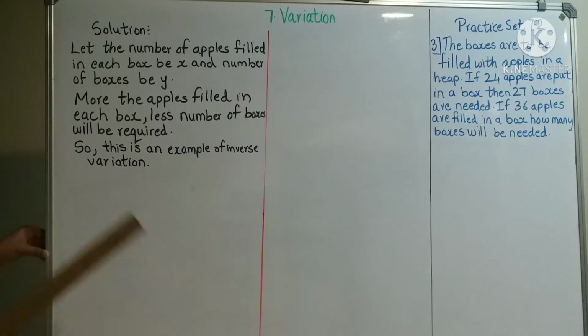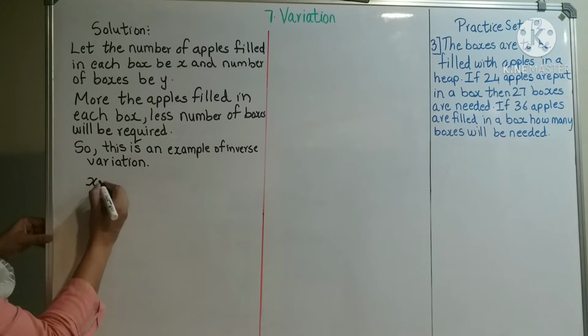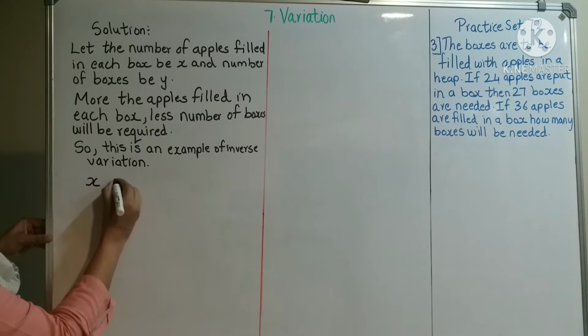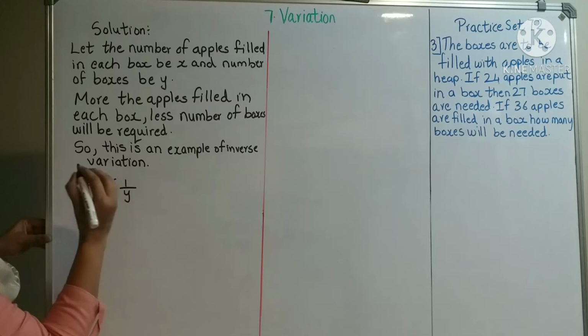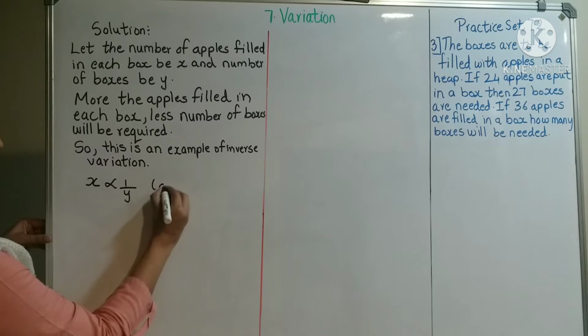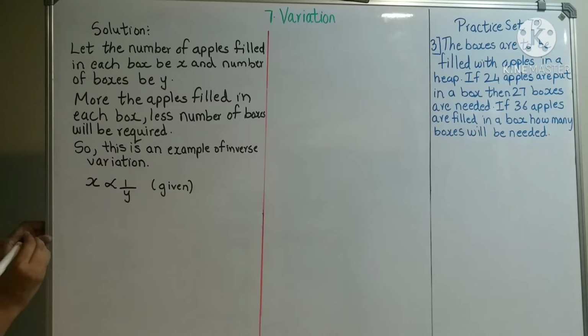If we fill more apples in each box, then we are going to require less number of boxes. It means that this is an example of inverse variation. So over here x, that is number of apples filled in each box, is inversely proportional to y. Y means the number of boxes. This is given to us. In case of inverse variation, the product of two quantities is a constant.